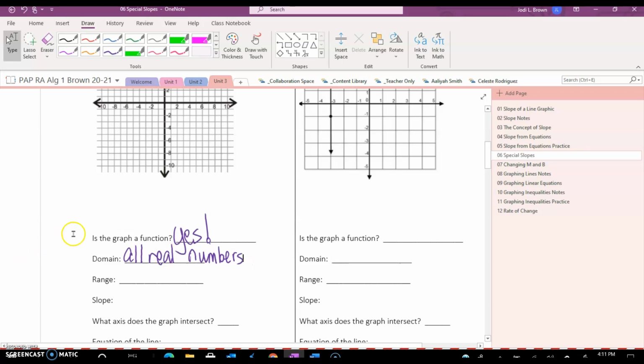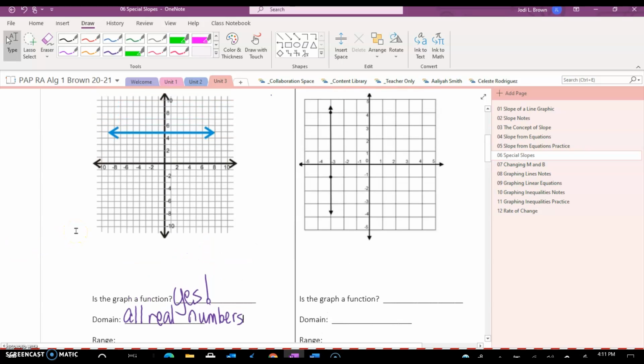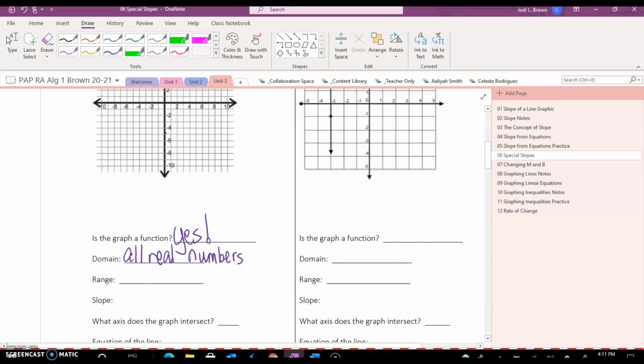Okay, and then the range. It's going to be your y values, because domain is your x values, range is your y values. You want to know how tall the graph can get. Well, this graph isn't very tall. There's only one y value that it can be. What is that y value? Well, we can count 1, 2, 3, 4, 5. The only y value we have on there is 5. So our range is just 5.